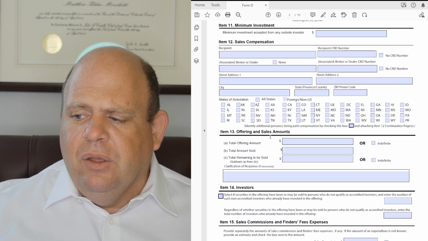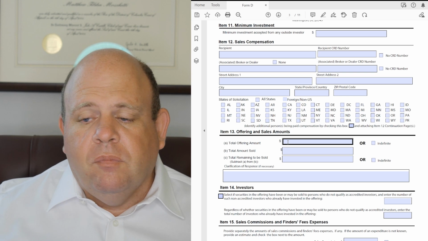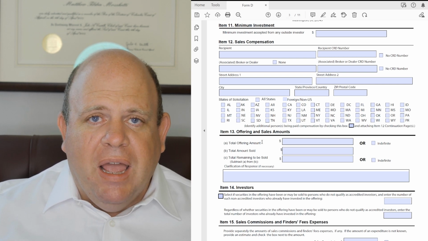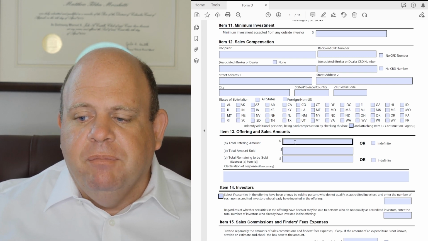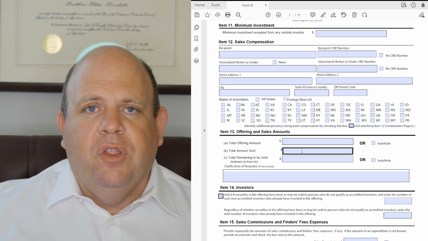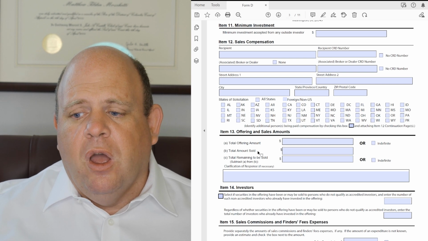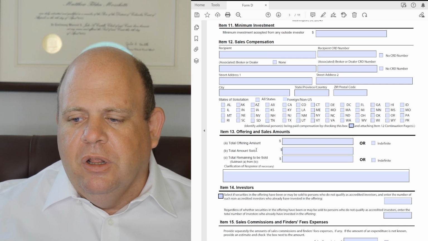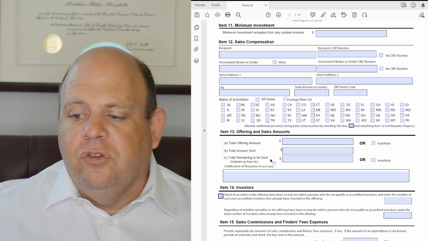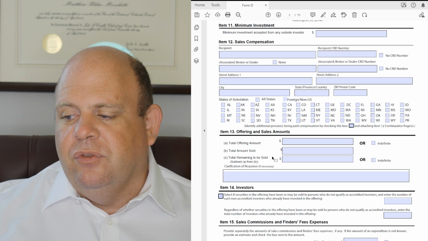Item 13, offerings and sales amount. Line A is really looking for the total amount of the offering. So if it is $5 million that you are raising, $5 million goes there. Line B is the total amount that's currently sold as of the date of this filing. By sold, again, we mean those monies that you've received from an investor and are currently either in your account or already have been deployed. And then the total amount to be sold is simply line A minus line B, which gives you the total amount that's remaining to be done.